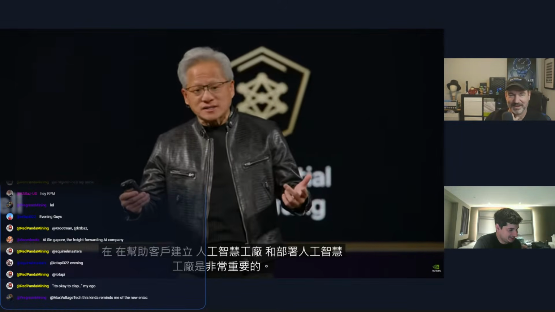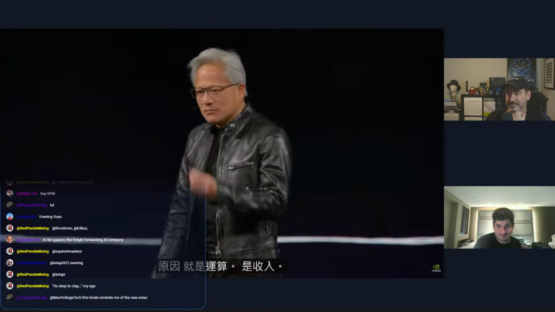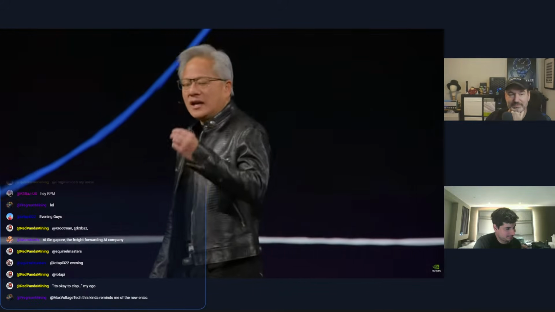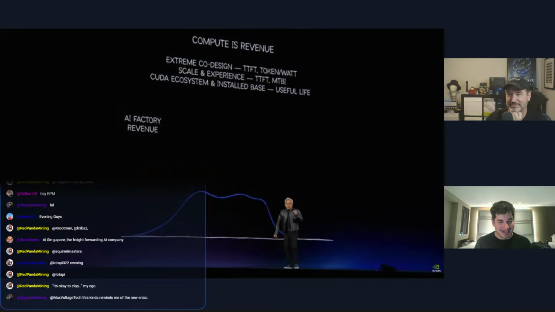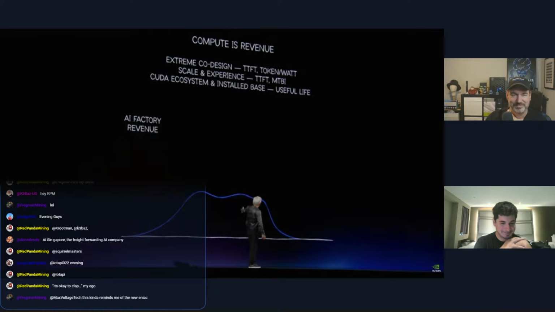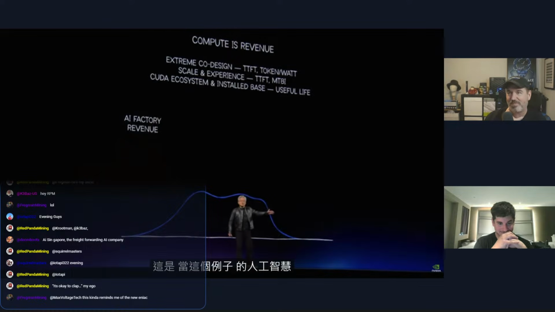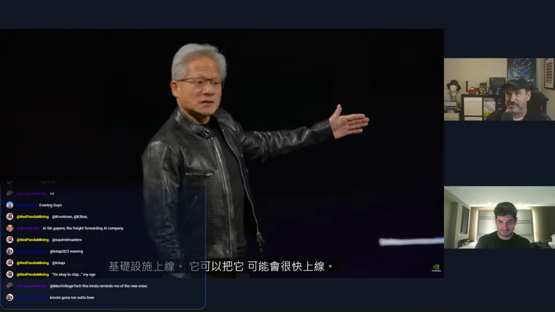And the reason for that is this. Compute is revenue now. Compute is profit. The absence of revenues and profit is loss. And so it's really important to realize this curve matters greatly. This is an example of an AI infrastructure coming online.